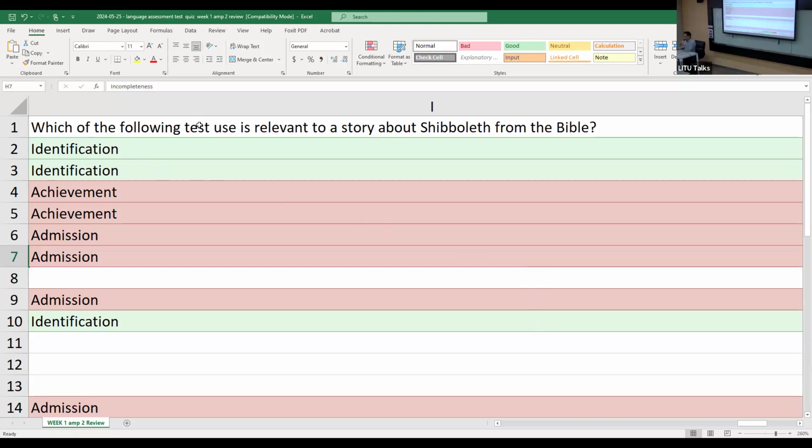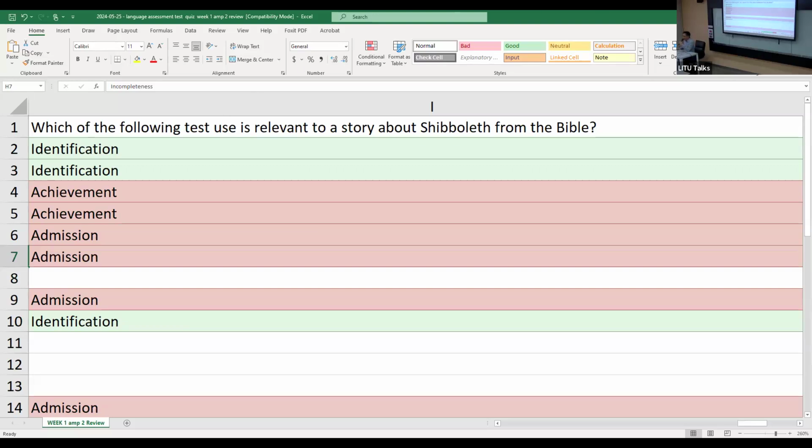I think this is the final item. Which of the following tests is relevant to shibboleth from the Bible? Achievement. The people who chose achievement as the answer don't know what shibboleth is, right? You cannot say, "Hey, you have to pronounce shibboleth many times. See, you have to pronounce it correctly," and then call it an achievement test. The pronunciation and accent are used as an ethnic marker, so this test is used for identification purposes.